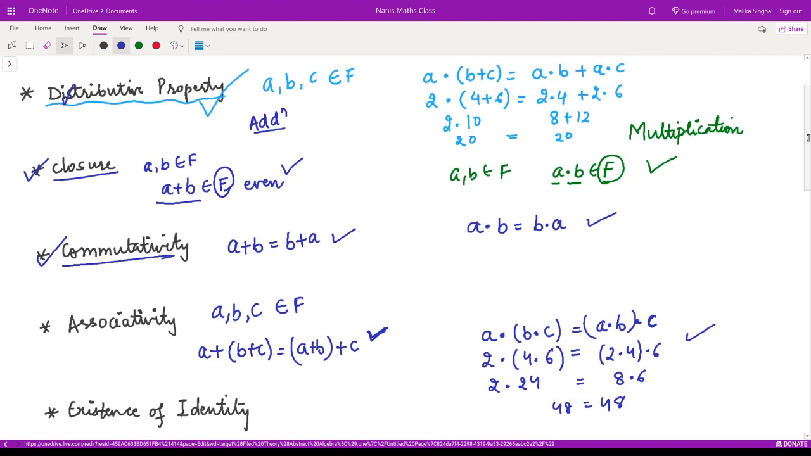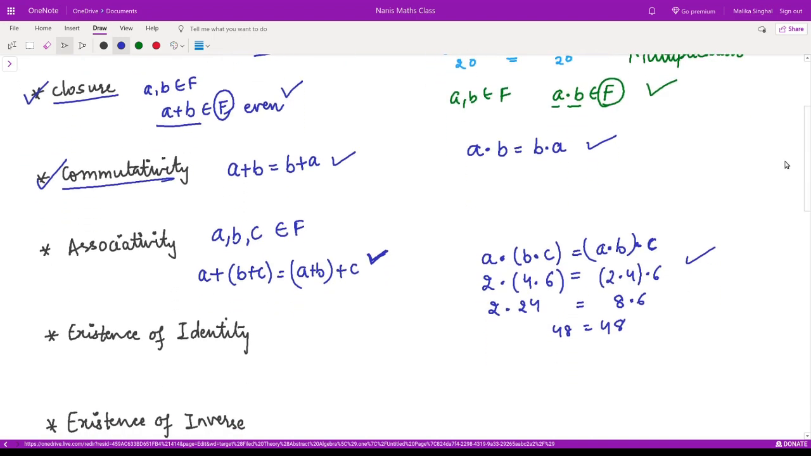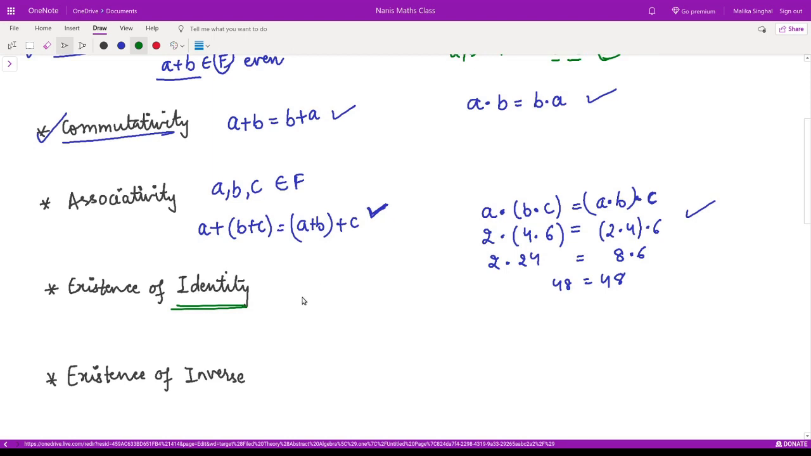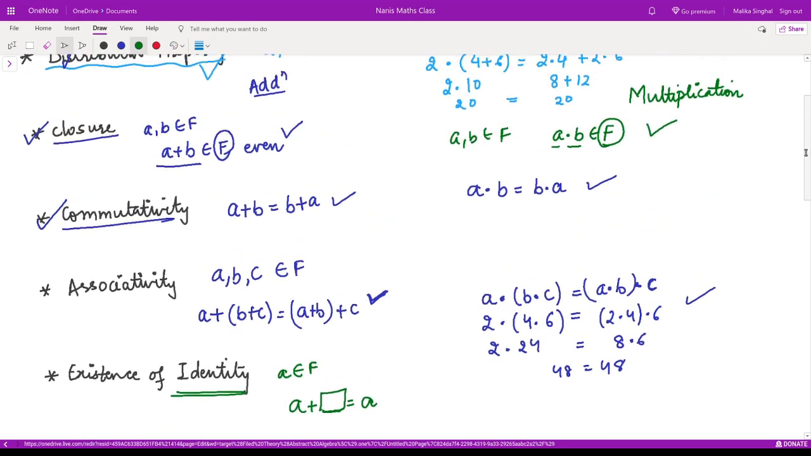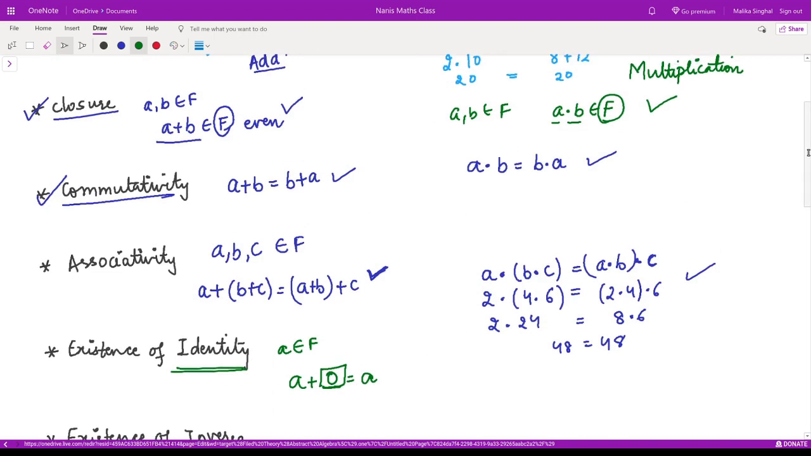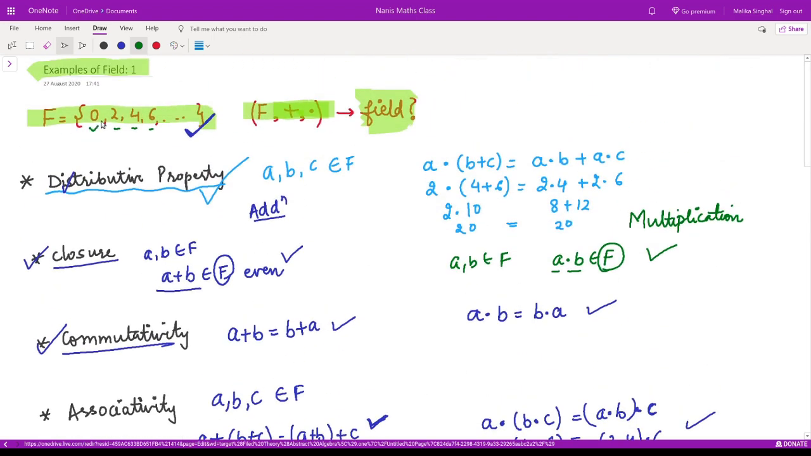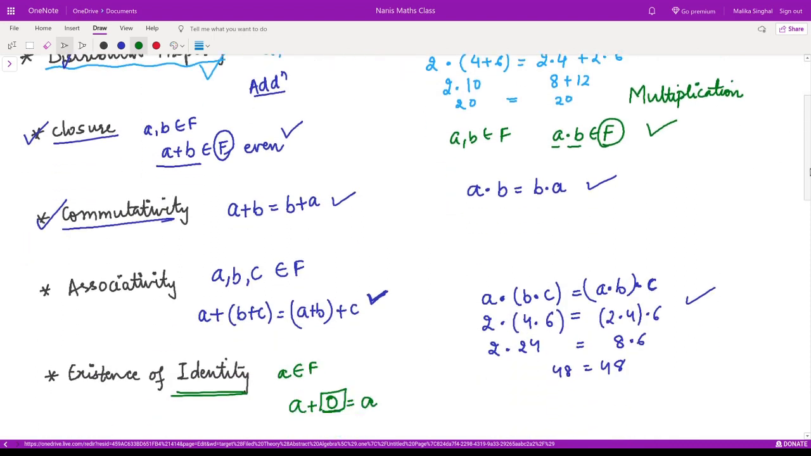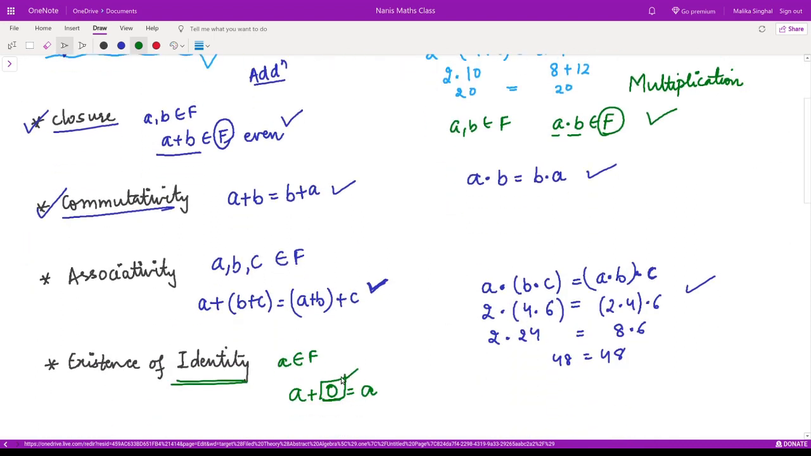You may check this. Now let us move on to checking the existence of identity, both in the case of addition and in the case of multiplication. If I have any number A in the field, what should I add to this so that I get A again? And this number should be in the set. Clearly you should add 0, then obviously you will obtain A. So let us see if 0 belongs to the set. Yes, it does. So we have our additive identity, 0.